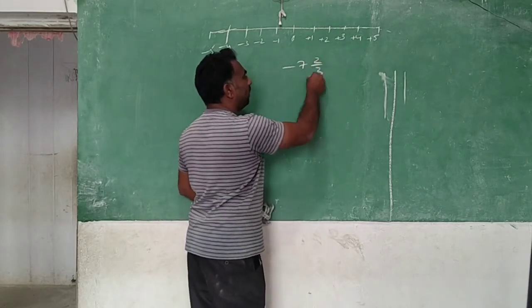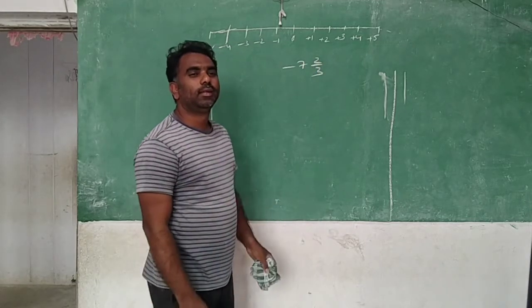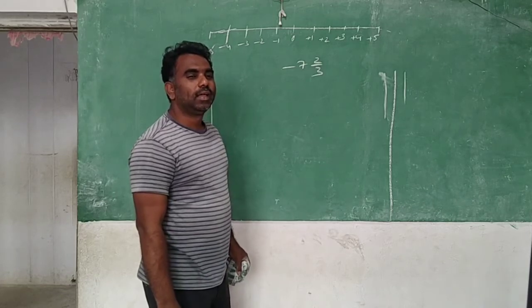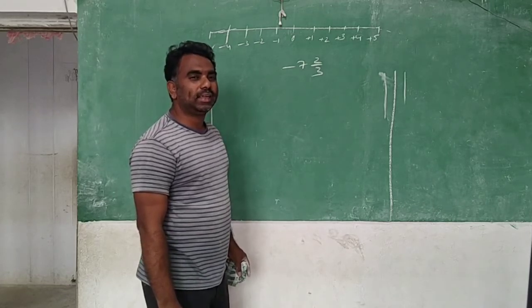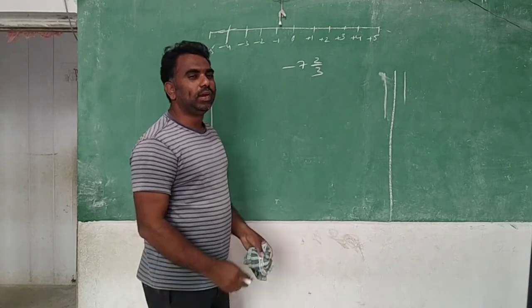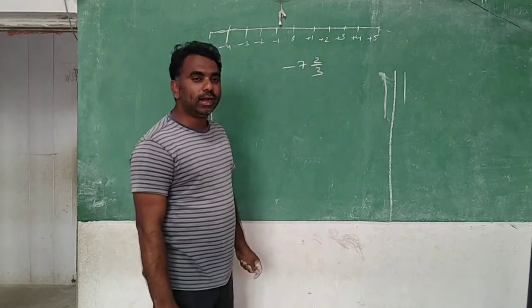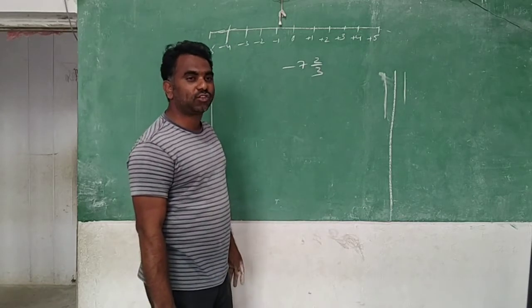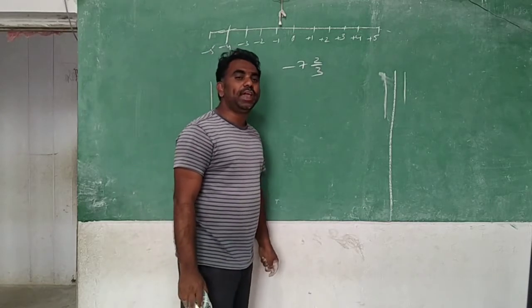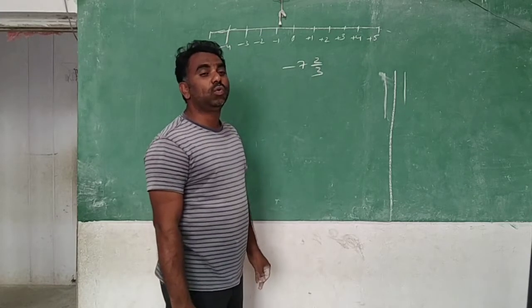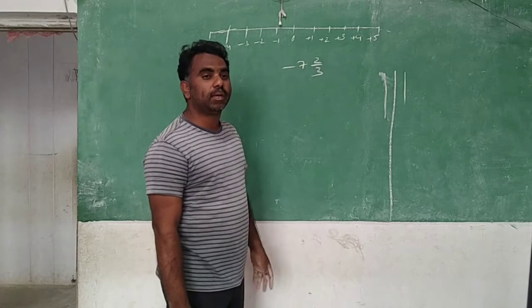-7 2/3. It is in between -7 and -8. Like that, you are able to say where the fractions are. Where do the fractions locate on the number line?